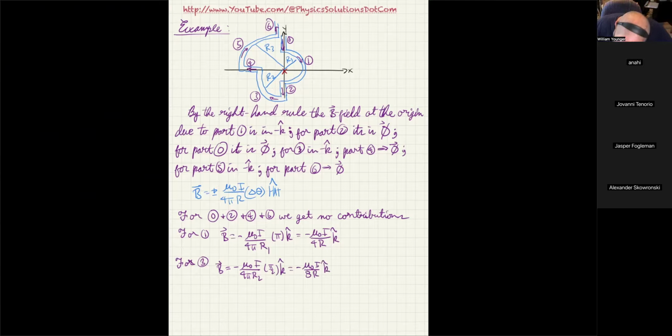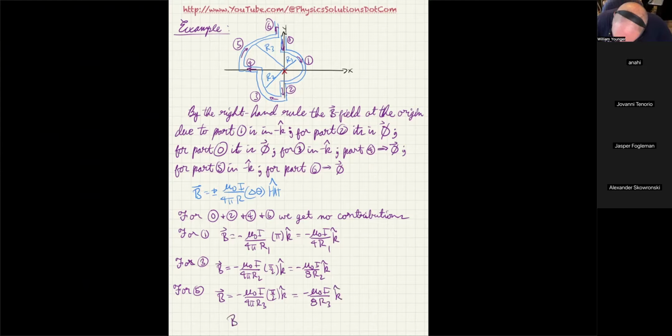And then for part 5, B is going to equal, again, negative mu 0 I, this time over 4 pi R3. That was supposed to be an R2, and that was supposed to be an R1. I don't know why I dropped them, but I got it now. There's the R3, and this is also going to be an angle of pi over 2 and k hat. So in this case, I get negative mu 0 I over 8 R3 k hat.